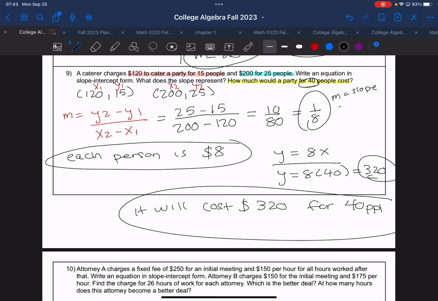Okay. So in this type of problem, we did not just have to write the equations and set them equal to each other. We had to notice in here that they were giving us points, and we had to find the slope.